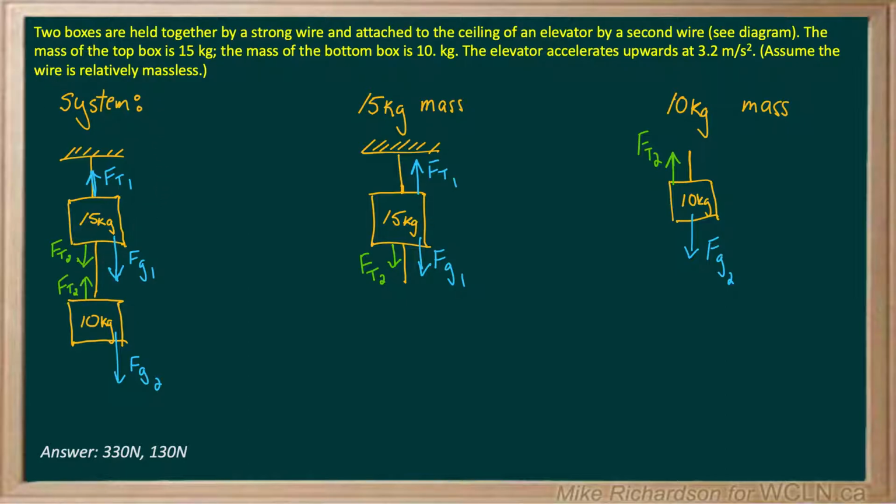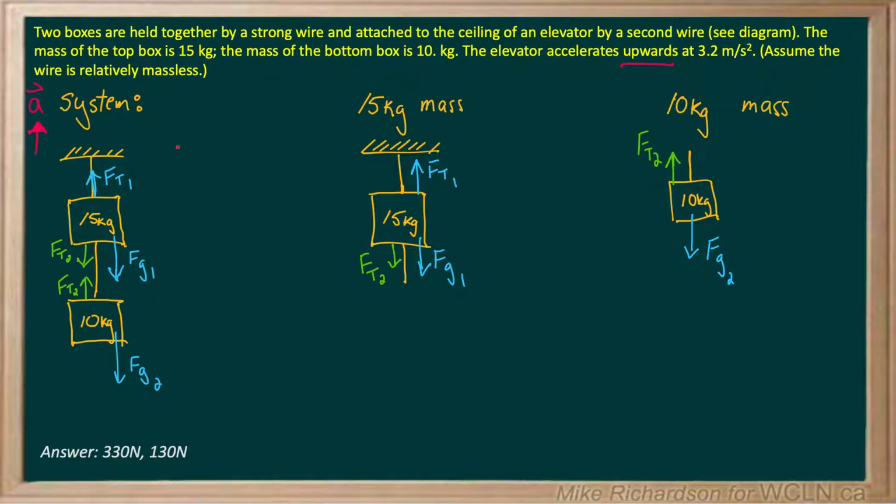Now if I jump to my equation of motion, I'll do this one in pink so we can see what's going on. It's always good to figure out which way the system's accelerating if possible. Now it says it's accelerating upwards at 3.2 meters per second squared. So my acceleration for all three of these pictures is upwards. Now that's not a force, that's the direction of my acceleration. So acceleration is in the direction of the net force.